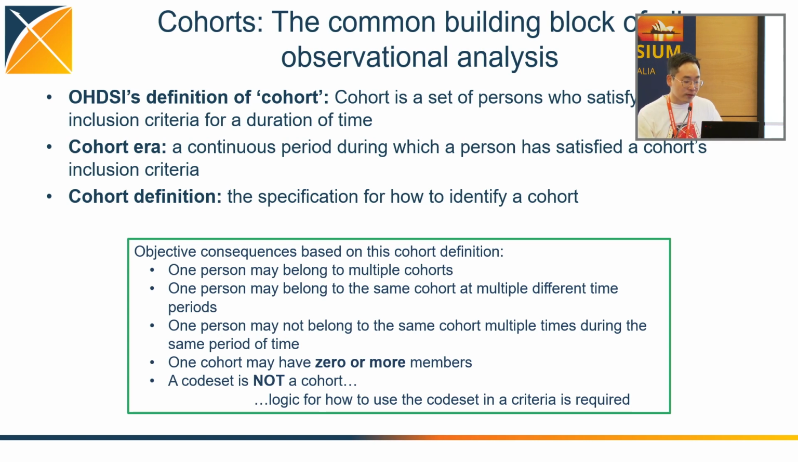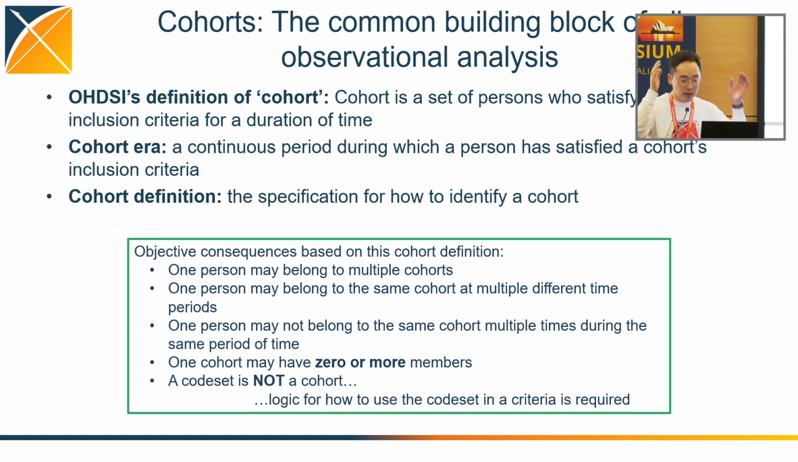And the cohort definition is a specification of how we can identify a cohort. So one person can belong to multiple cohorts. The person can belong to a target, comparator, or outcome cohort simultaneously. It's possible. One person can belong to the same cohort at multiple different time periods, but one person cannot belong to the same cohort multiple times during the same period of time.